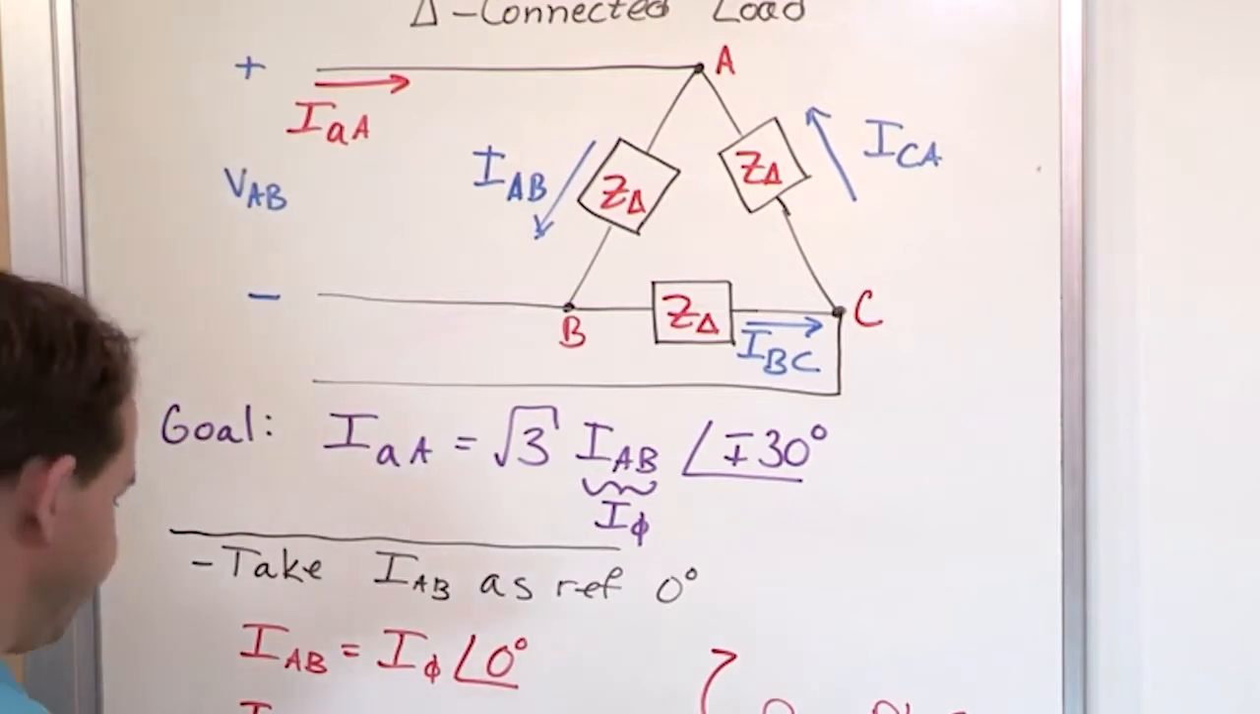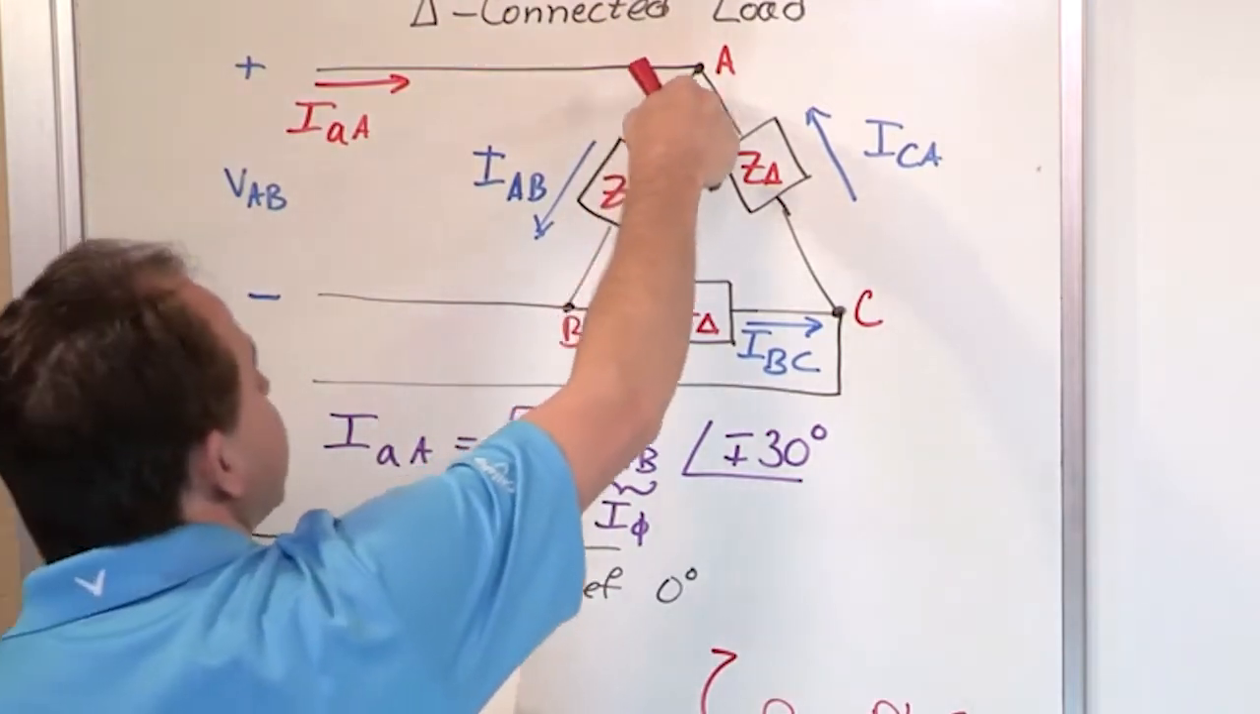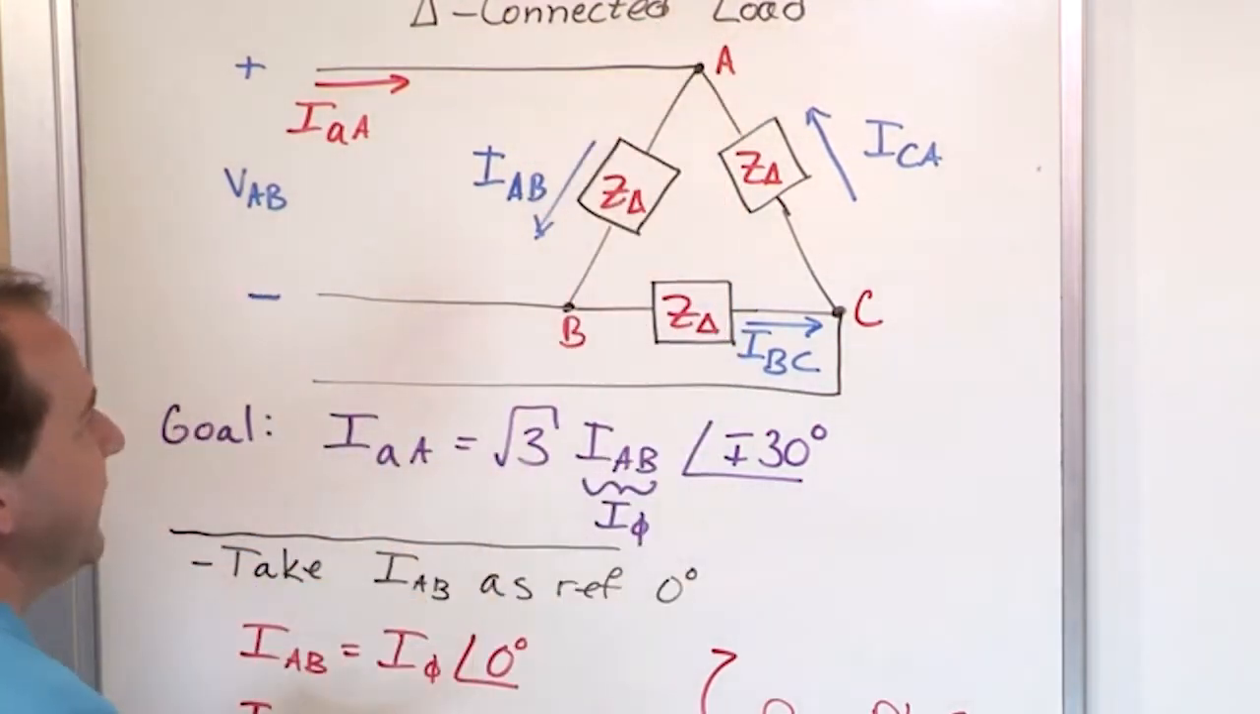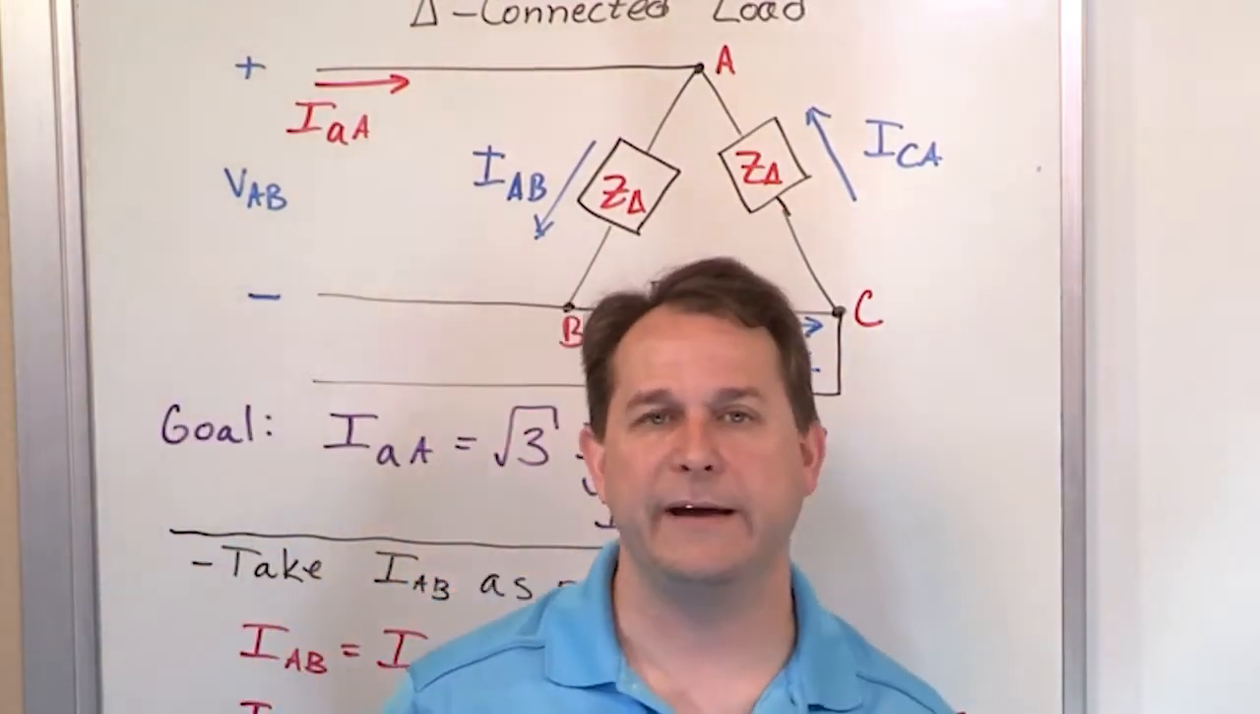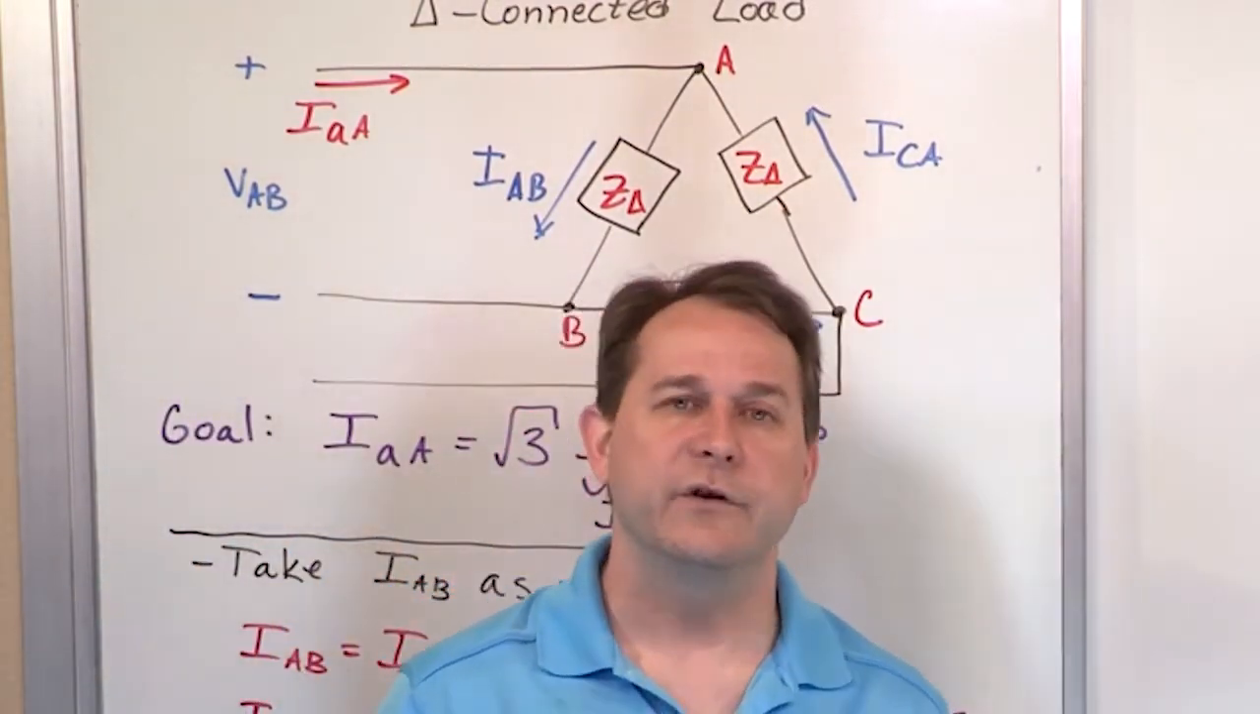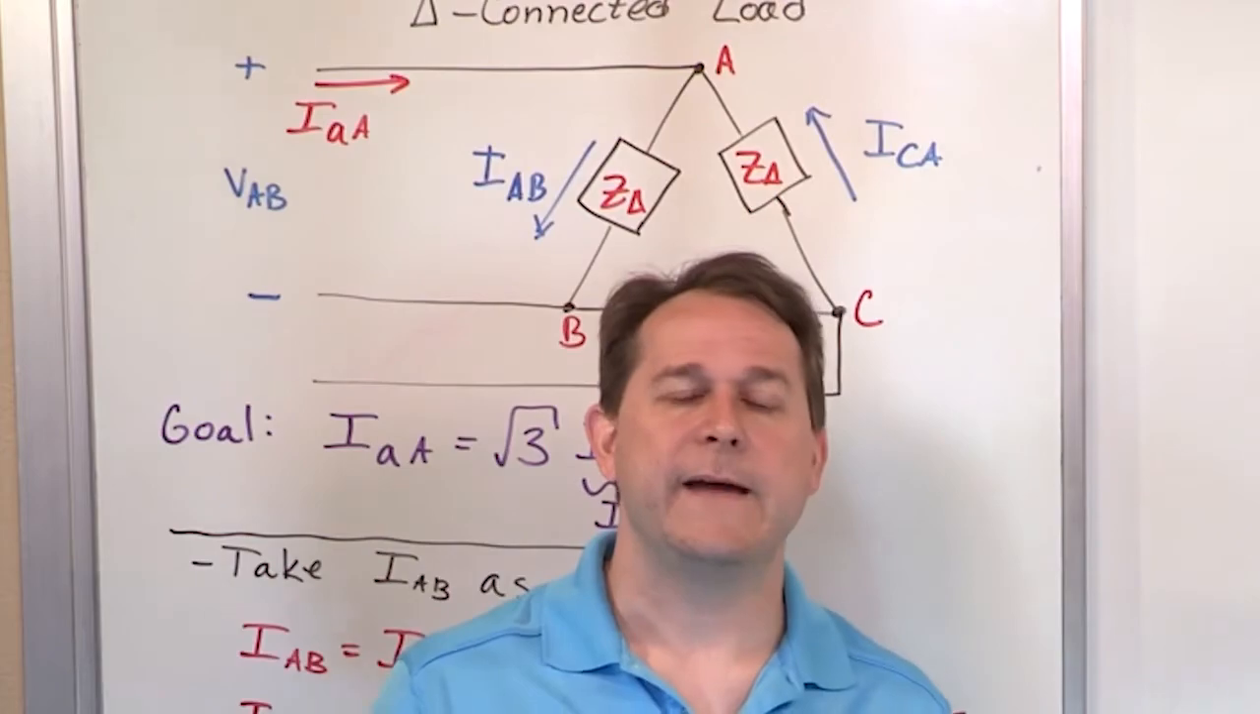What we're going to do is go to this node up here. This is a node, right? Every node in a circuit obeys Kirchhoff's laws, always. So we're going to write a Kirchhoff current law at the A node.